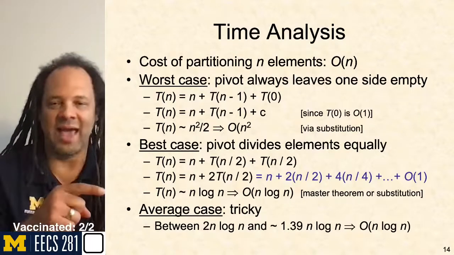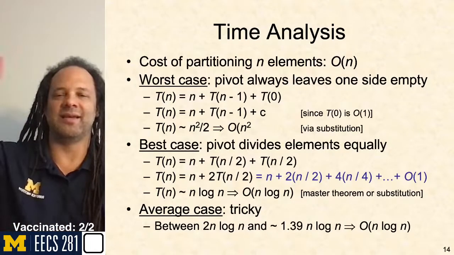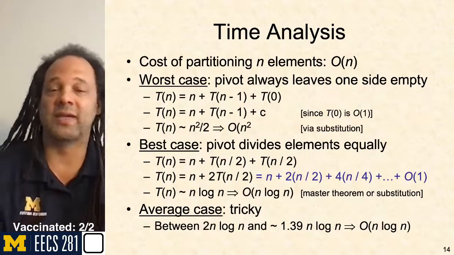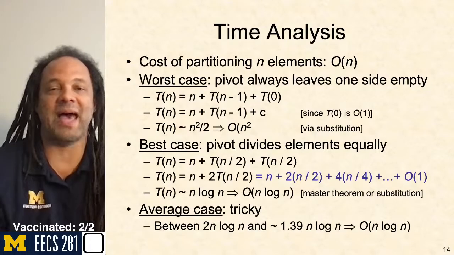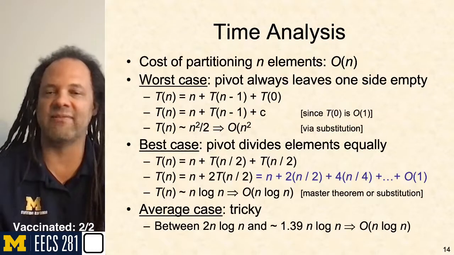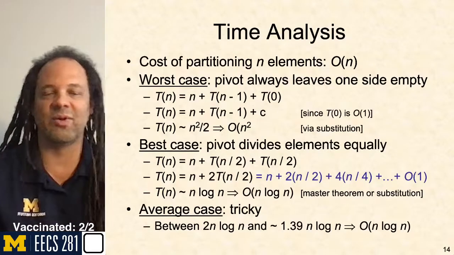Best case, n log n. Worst case, n squared. All right, so worst case, Quicksort is just as bad as one of my elementary sorts. But best case and average case, it kicks a whole lot of butt.